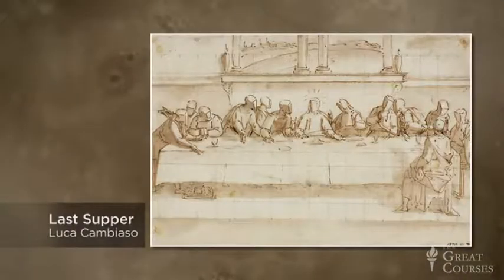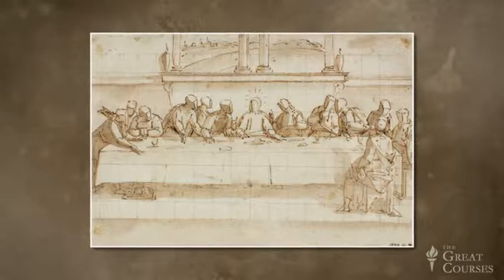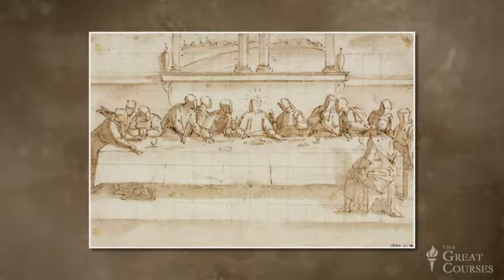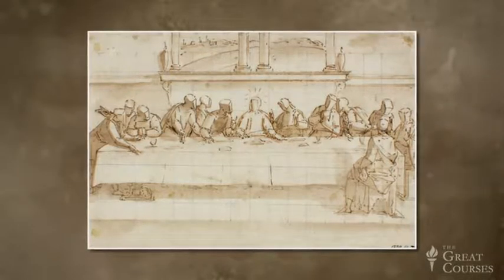Here's a preparatory drawing for A Last Supper by Luca Cambiaso that we've looked at several times before. His studies typify this approach. He's able to attend to everything in a similar way. Architectural elements, furniture and figures, everything's approached through measure, shape, and volume.